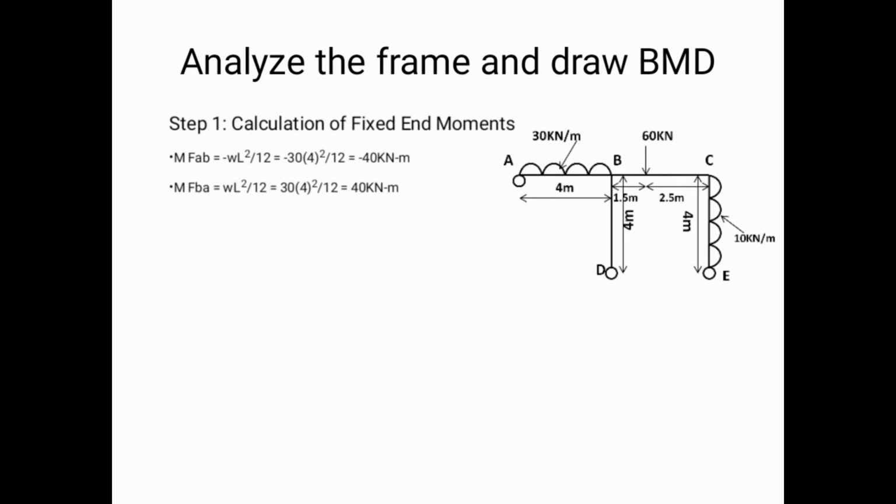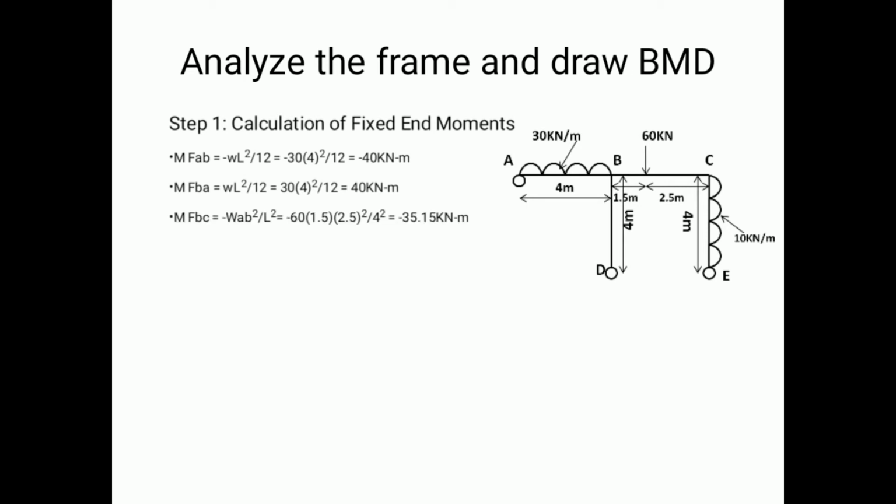Coming on to the next one, that is MFBA, the fixed end moment at BA. It is a positive variation of the fixed end moment of AB, that is plus WL square by 12. So it is 30 into 4 square divided by 12, which is equal to 40 kilonewton meter.